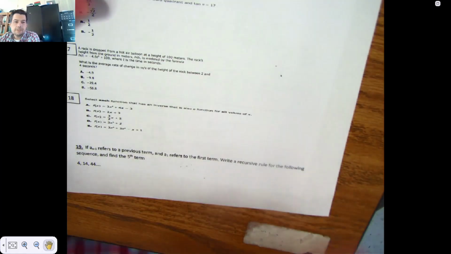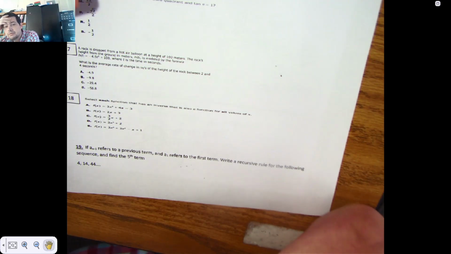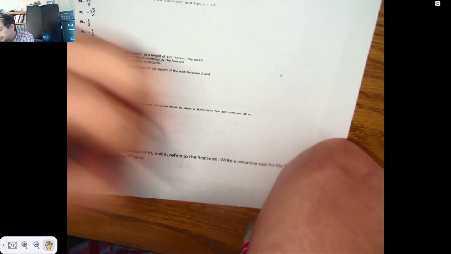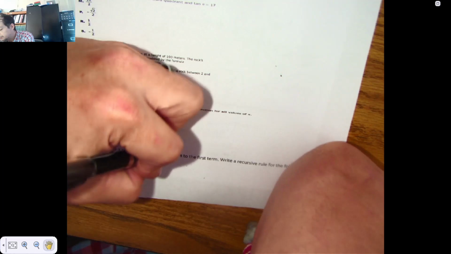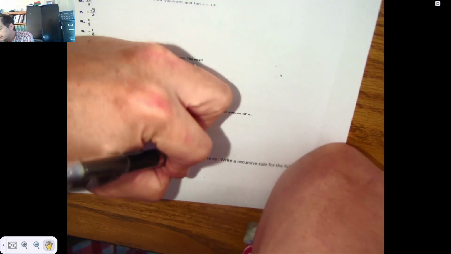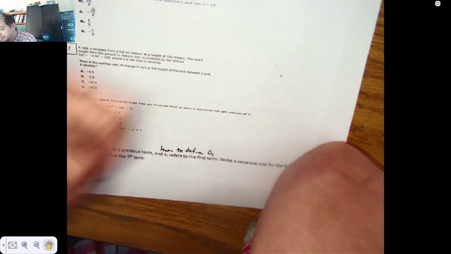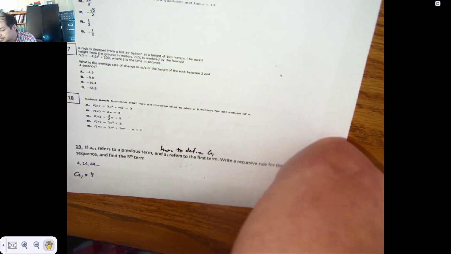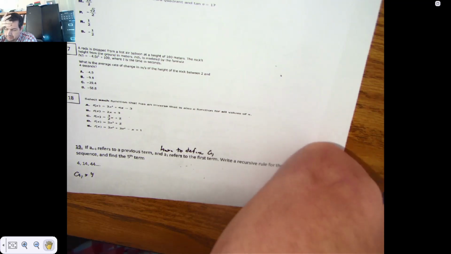The last thing I'm going to do is 19. If a sub n minus 1 refers to a previous term and a sub 1 refers to the first term, write a recursive rule for the following sequence and find the first term. When you write a rule, you always have to mention the first term. You have to define a sub 1. So a sub 1 here is 4. It's the first term. Sometimes we also use a sub 0.